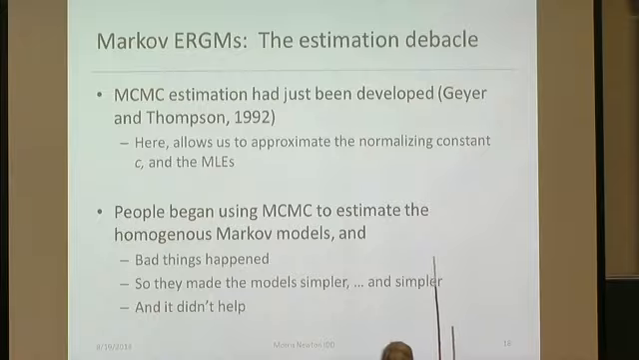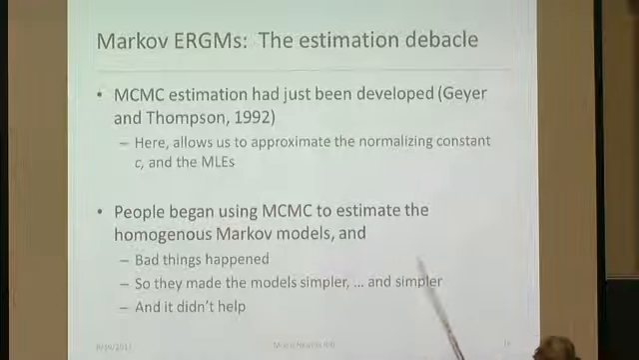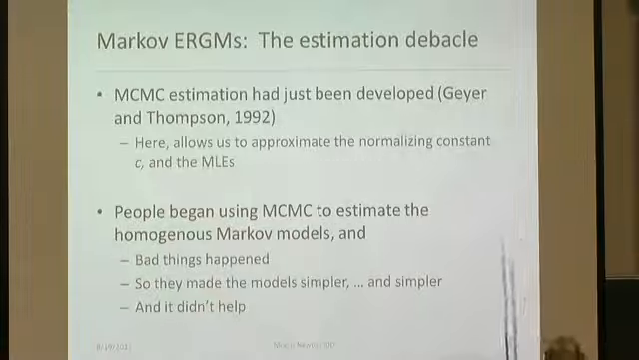Some of you may remember that the MCMC estimation approaches were actually just being developed around that time. So the Geyer and Thompson paper came out in 92. We were here in 93. So people got excited about this and thought, okay, well, we can use this instead of that logistic regression approach. And they started using MCMC to try to estimate these homogeneous Markov models, and nothing good happened.